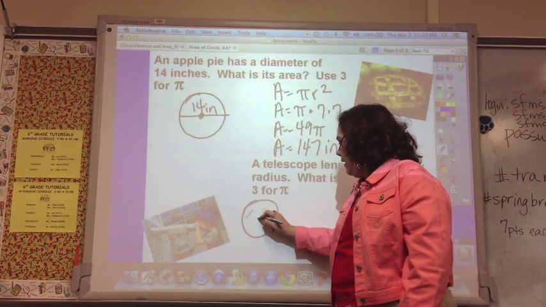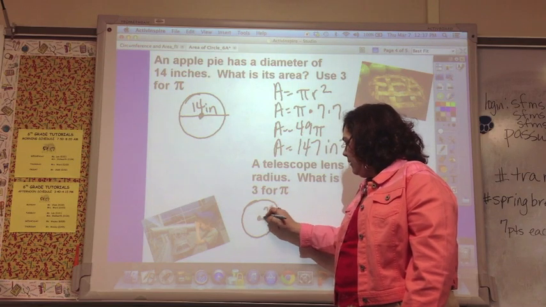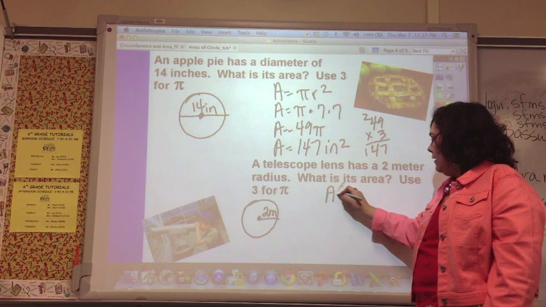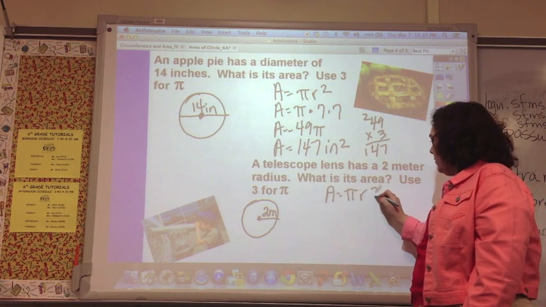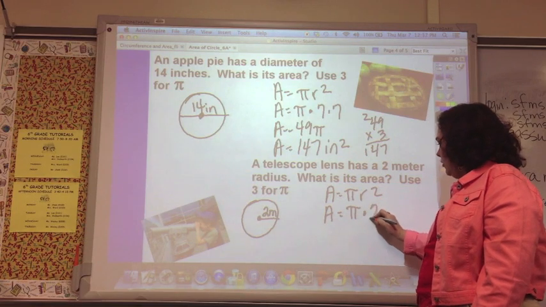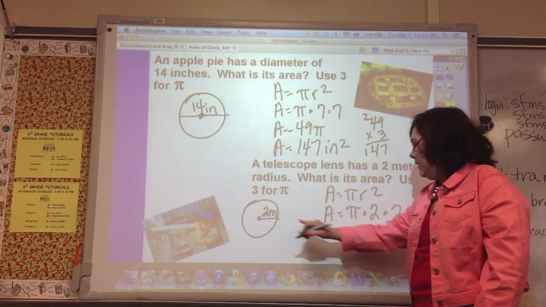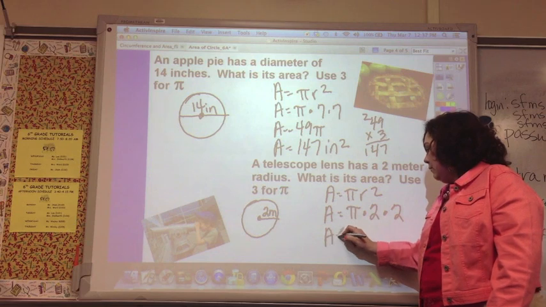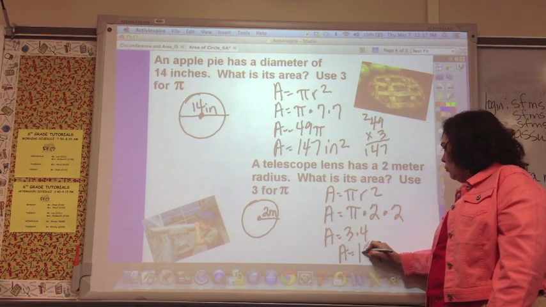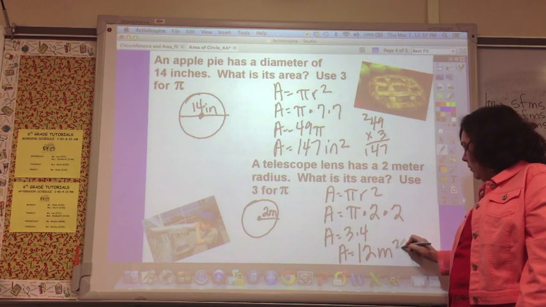Okay, so this is my picture, 2 meters. What is the area? Area equals pi r squared. So area equals pi times 2 times 2, because that's the radius. So area equals 3 times 4. So area equals 12 meters squared.